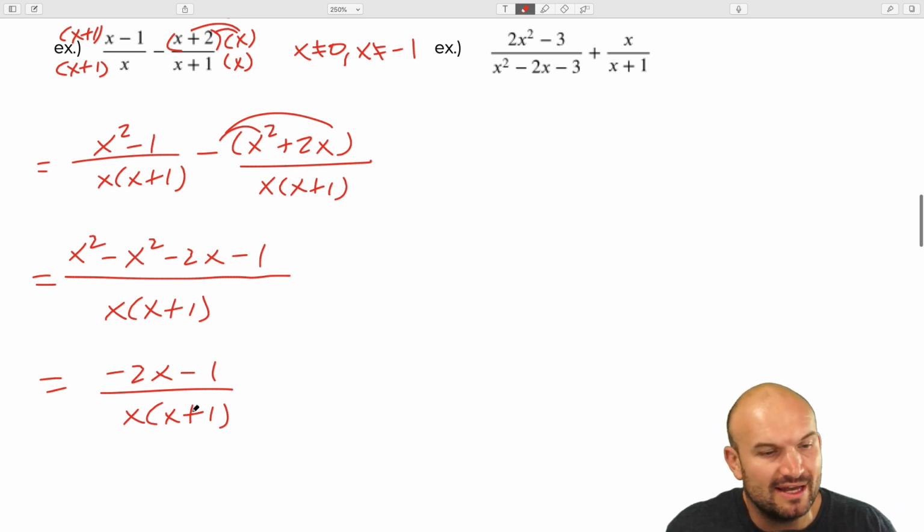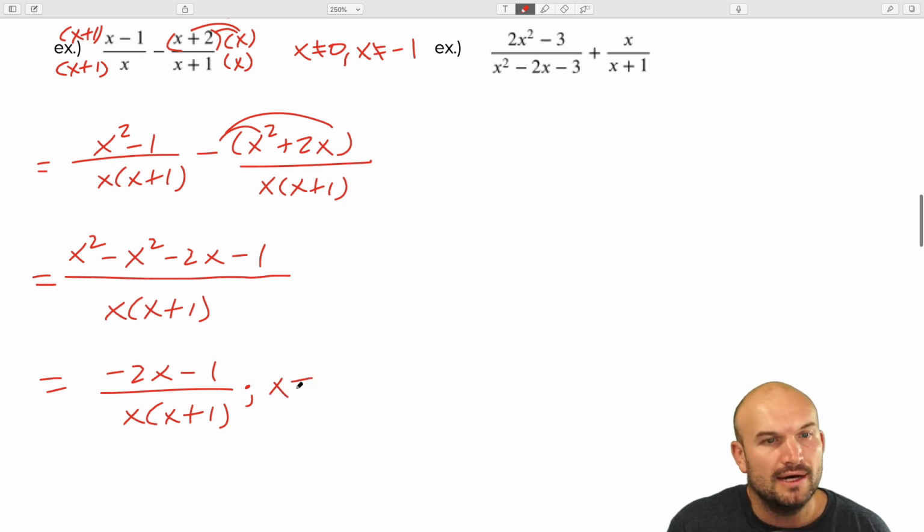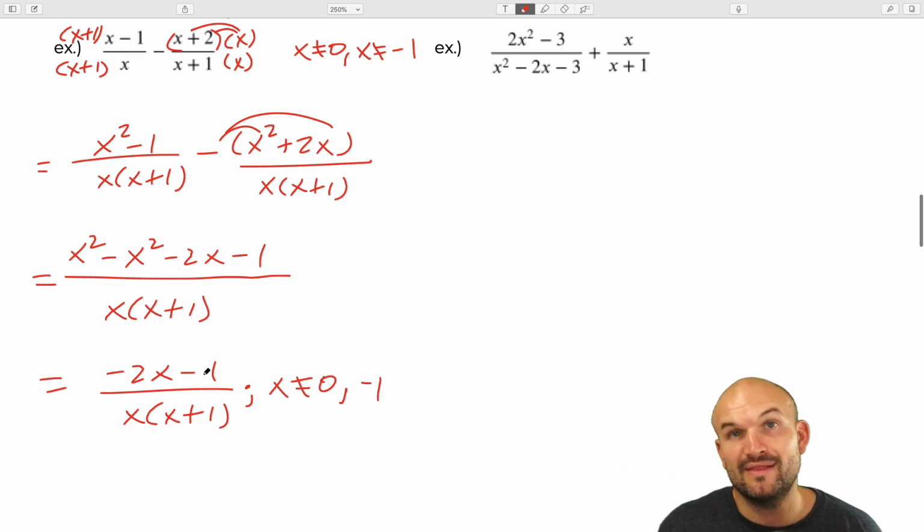We can just simplify that. We can leave that together. You can distribute that if you want to. It really just depends on the directions and what your teacher is looking for. And there you go. Then just make sure you add your excluded values at the end.